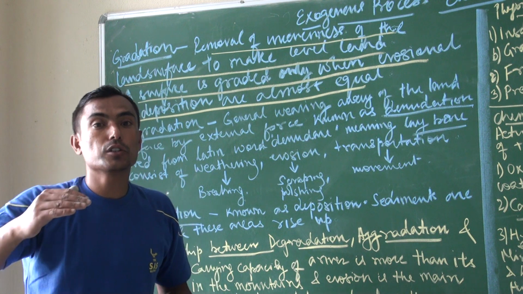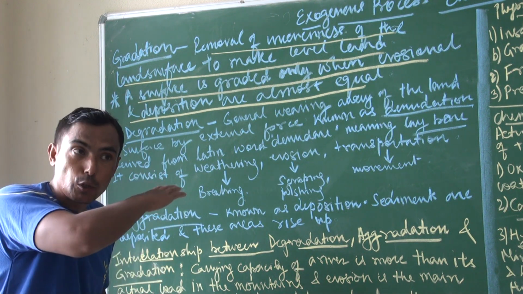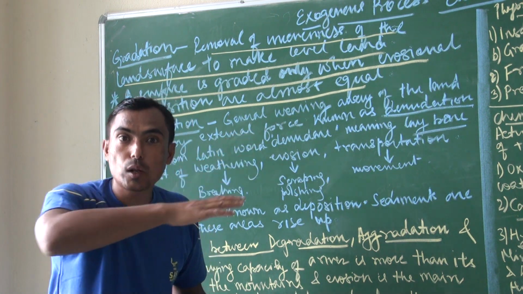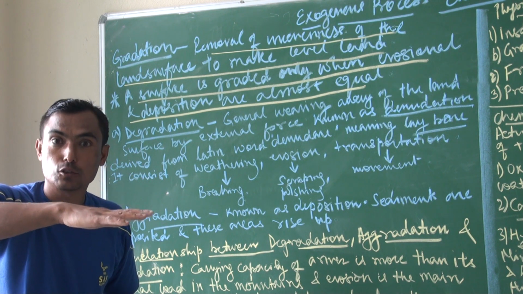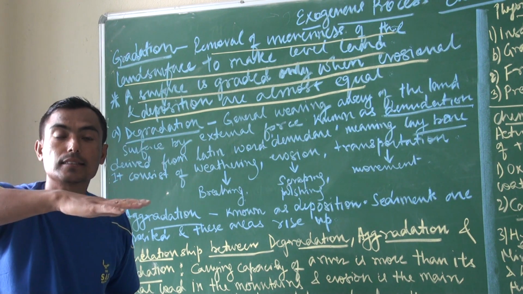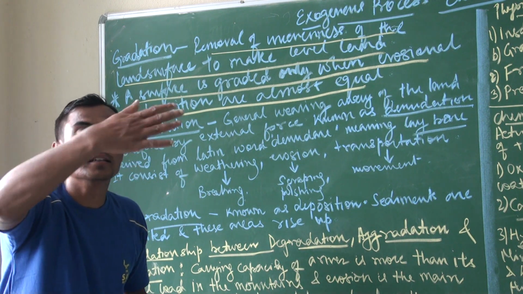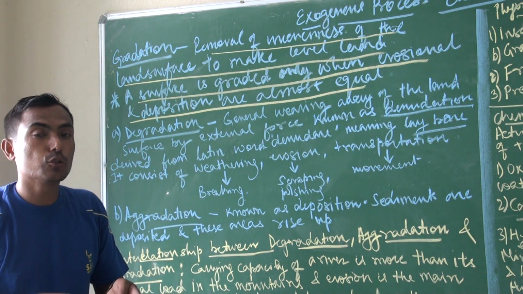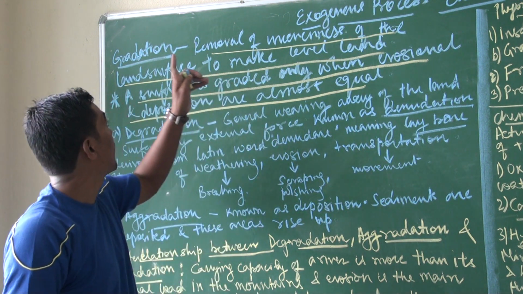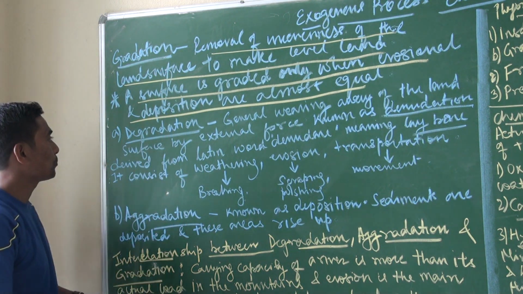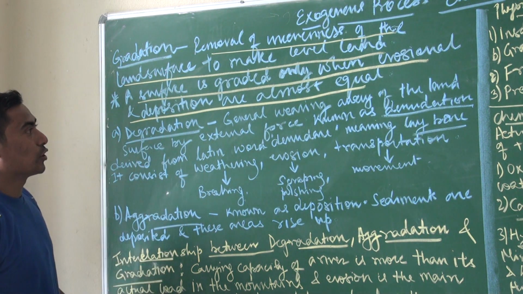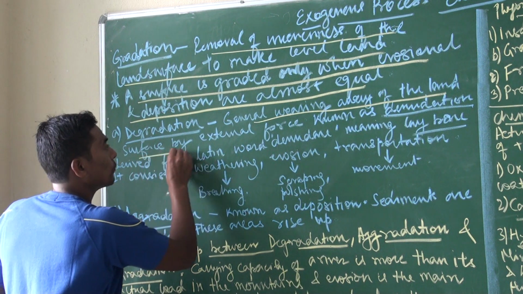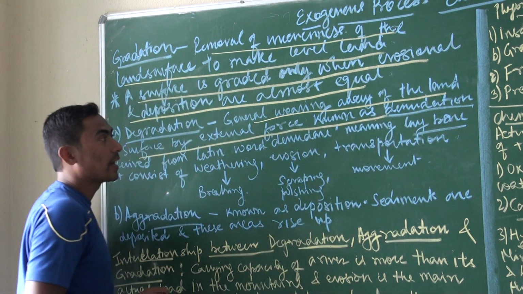That means the erosion has to erode the uneven surface. Clear? Those uneven surfaces have to be eroded and the low-lying areas have to be deposited so that the low-lying areas come to the level of the other areas. So when these two processes, the erosion and the deposition, are almost equal, then gradation comes into existence.